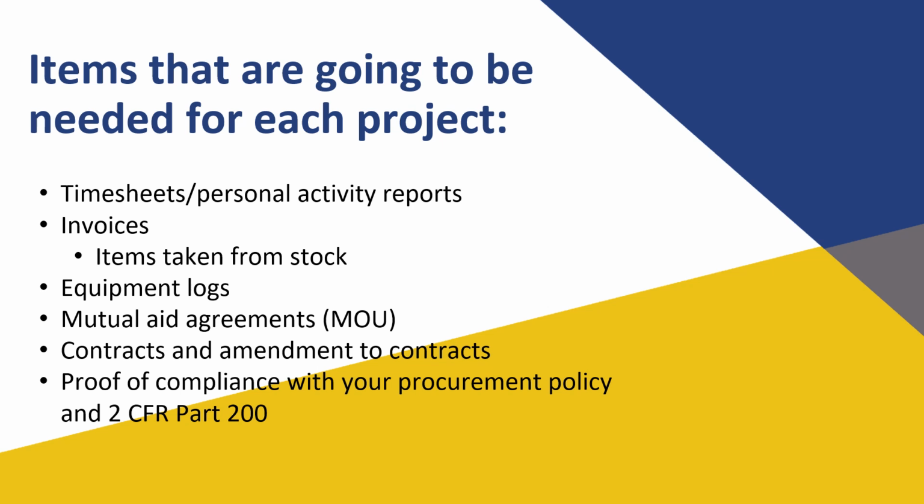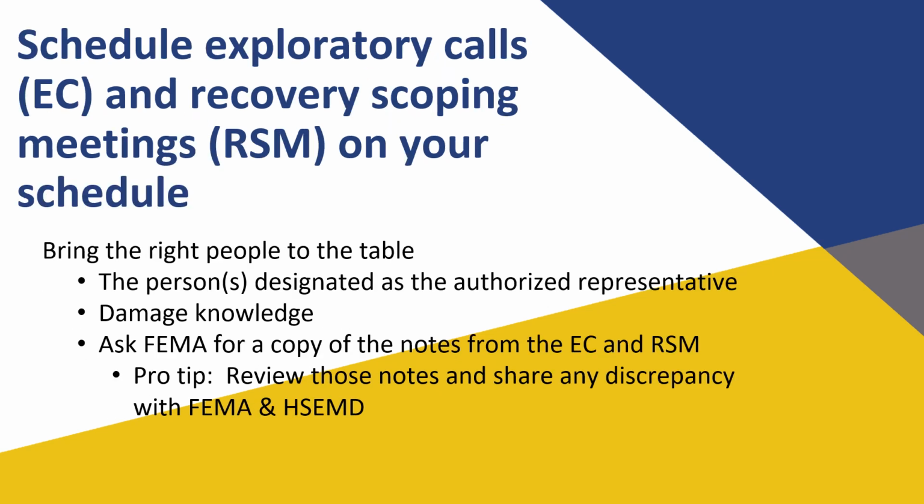You may need timesheets or personal activity reports, invoices, including records of items taken from stock, equipment logs, mutual aid agreements, contracts and amendments to contracts, and proof of compliance with your procurement policy and with 2 CFR Part 200, the federal procurement rules. Remember that you are ultimately the one that will be accountable for each application. Make sure you have the right people there to support the process when needed.